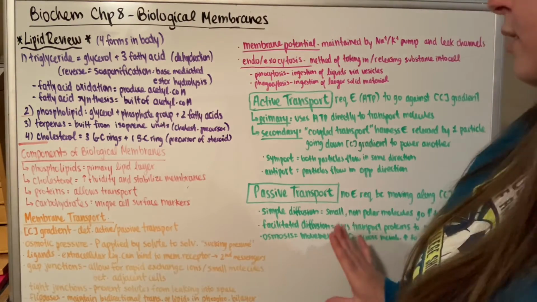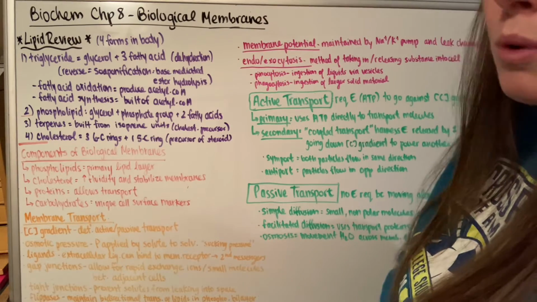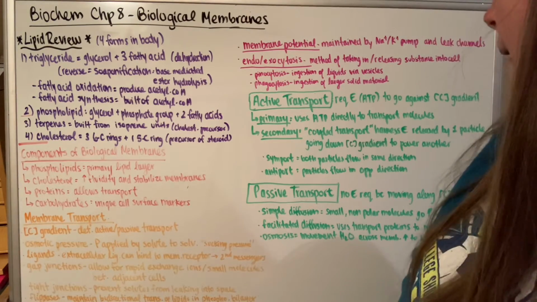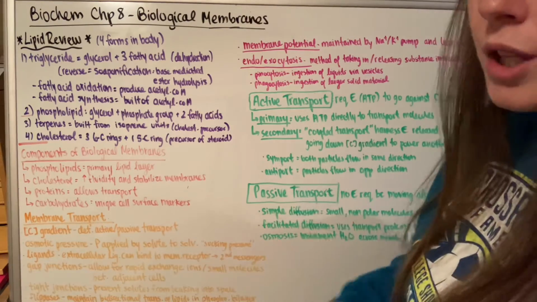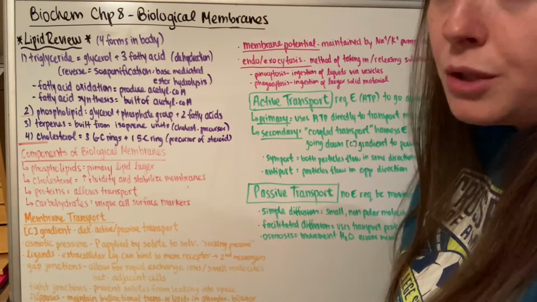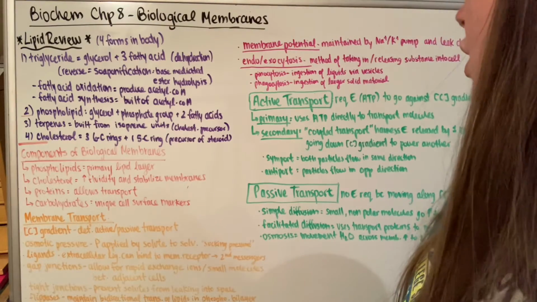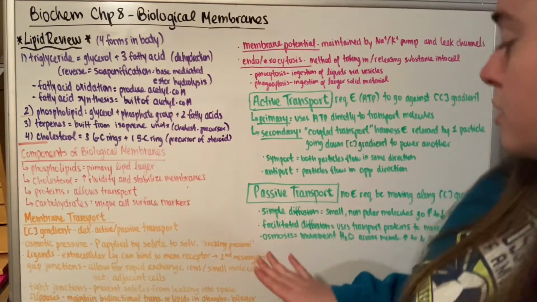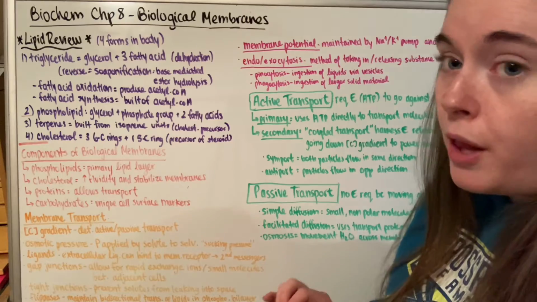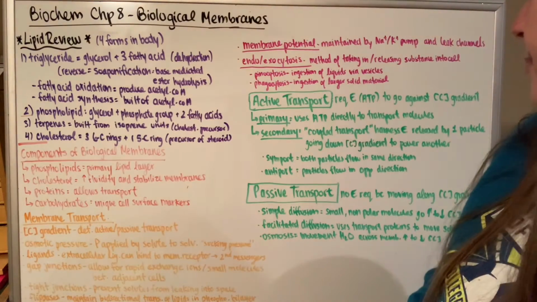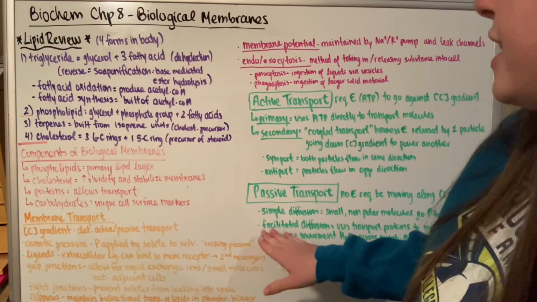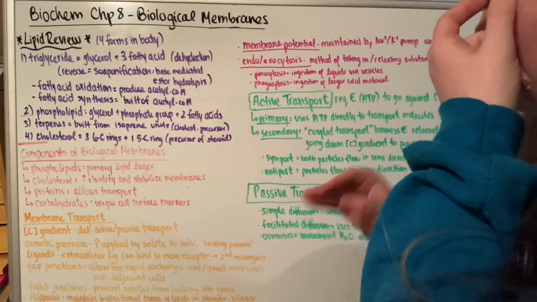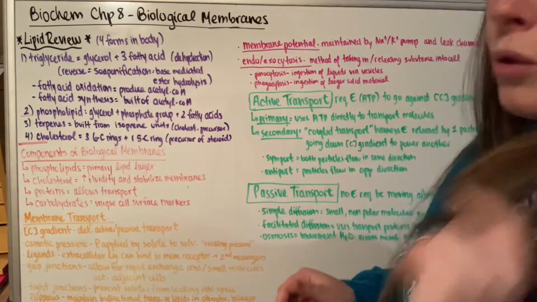Then we have passive transport, which is when no energy is required to move the solute, because it's moving along its concentration gradient from high to low concentration, attempting to reach equilibrium. So you have simple diffusion, which is for small non-polar molecules that again go from high to low concentration. Then we have facilitated diffusion, which uses transport proteins to move solutes across.